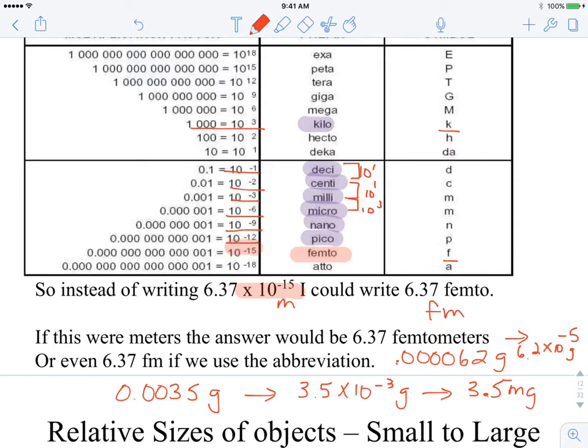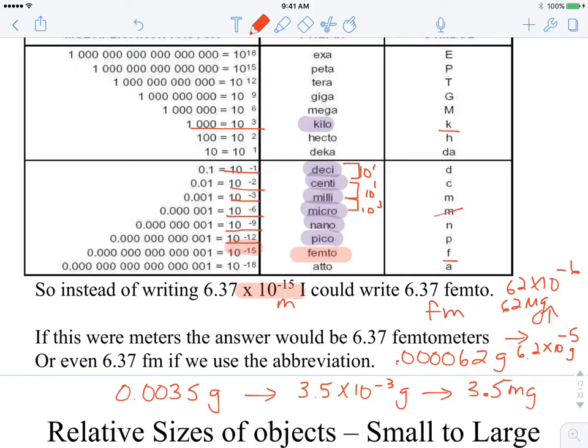Well, there's a couple of ways to do this. I would try and move it to the closest one, and the closest one would be micro, 10 to the negative 6. Well, to make this 10 to the negative 6, I would have 62 times 10 to the negative 6. I move it an extra place. That becomes 62 micrograms.